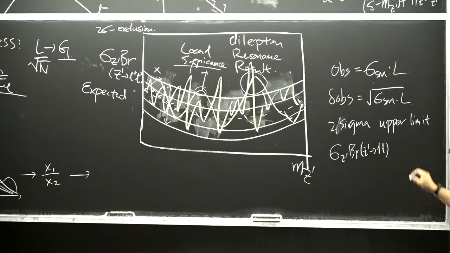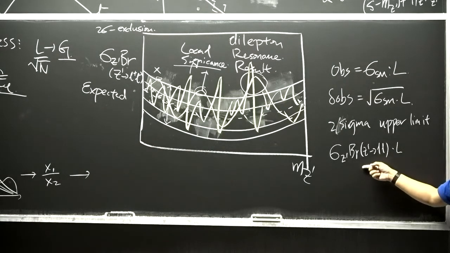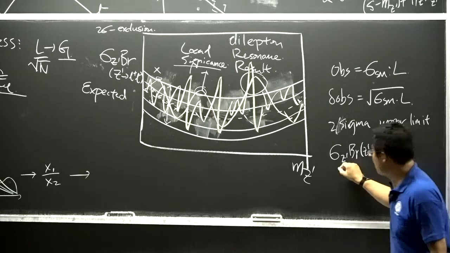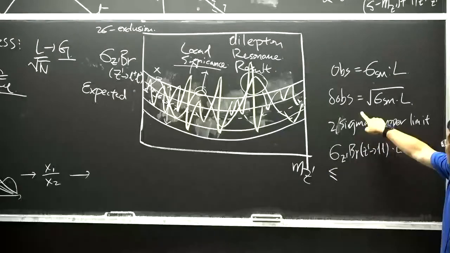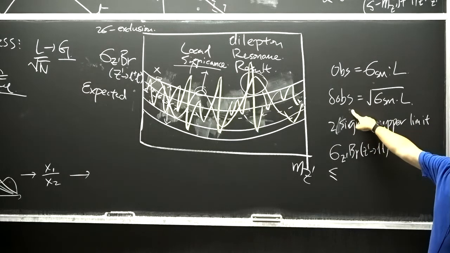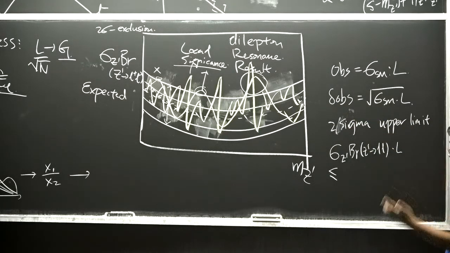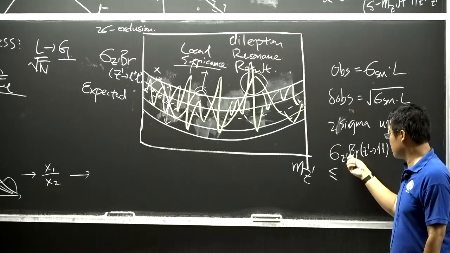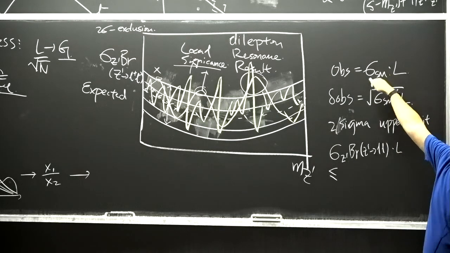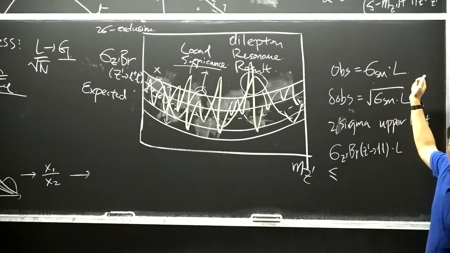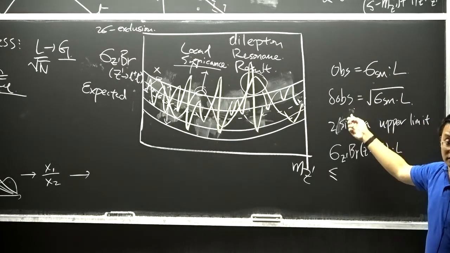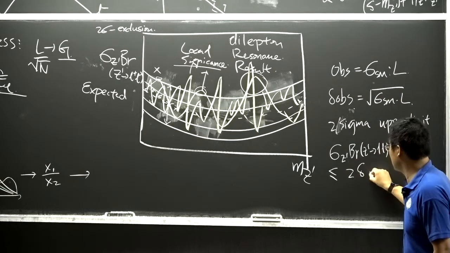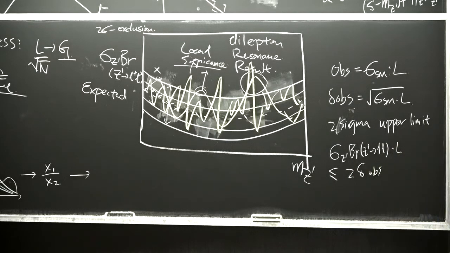Times the integrated luminosity, that's how many events I'm expecting to observe for my Z prime signal. It should be smaller than the uncertainty of my observed data. Recall, my requirement is that my new physics does not produce more than what I observe within the 2 sigma tolerance. So the 2 sigma tolerance is 2 times delta observed, because I know what my background is.